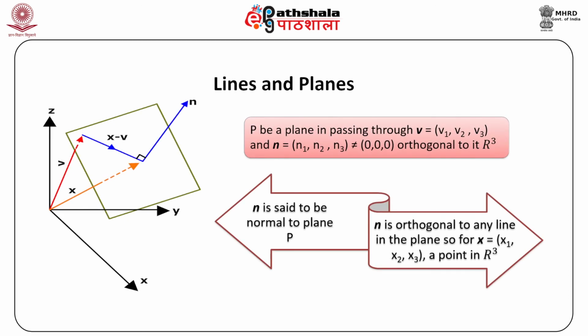Let P be a plane in R³ passing through v = (v1, v2, v3), and n = (n1, n2, n3), which is not equal to (0,0,0), orthogonal to it. Here n is said to be normal to plane P, as n is orthogonal to any line in the plane, where x = (x1, x2, x3) is a point in R³. The equation of the plane can be determined by using the fact that the normal vector n must be orthogonal to every line in the plane P, say through x, and then n · (v − x) = 0 represents the equation of the plane.